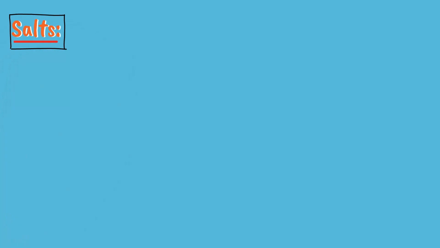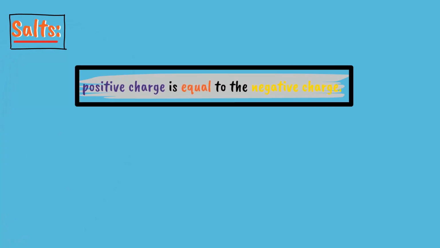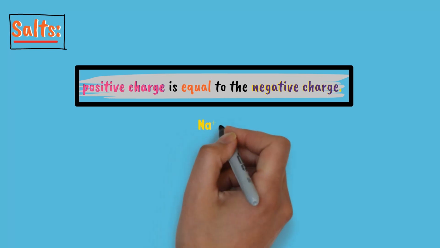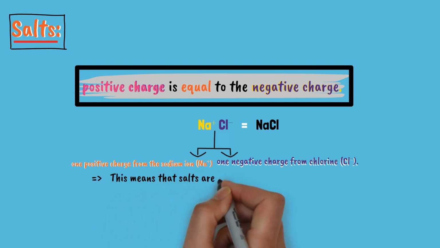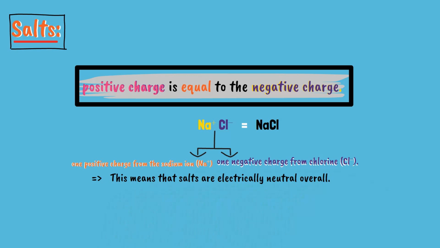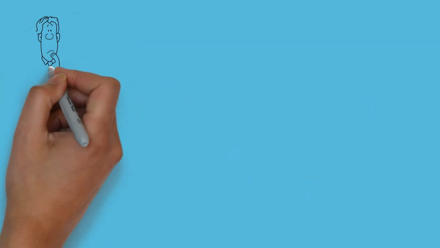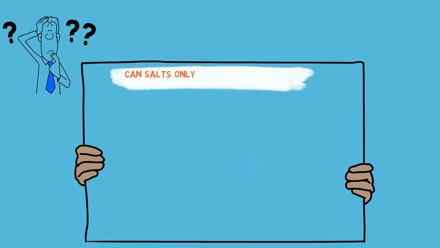So you might have noticed that in salts, the positive charge is equal to the negative charge. For example, in NaCl, sodium chloride, there is one positive charge from sodium and one negative charge from chlorine. This means that salts are electrically neutral overall. Now let me ask you a question. Can salts only be obtained through neutralization reactions? The answer is a big no.